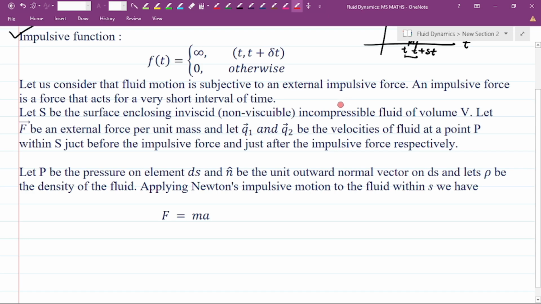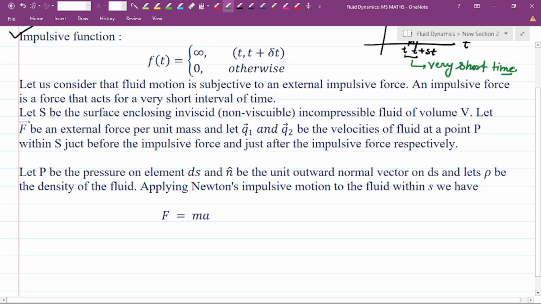Let us consider that fluid motion is subjected to an external impulsive force. It means we are applying an external impulsive force. An impulsive force is a force that acts for a very short interval of time. Basically, this delta t is a very short time period.